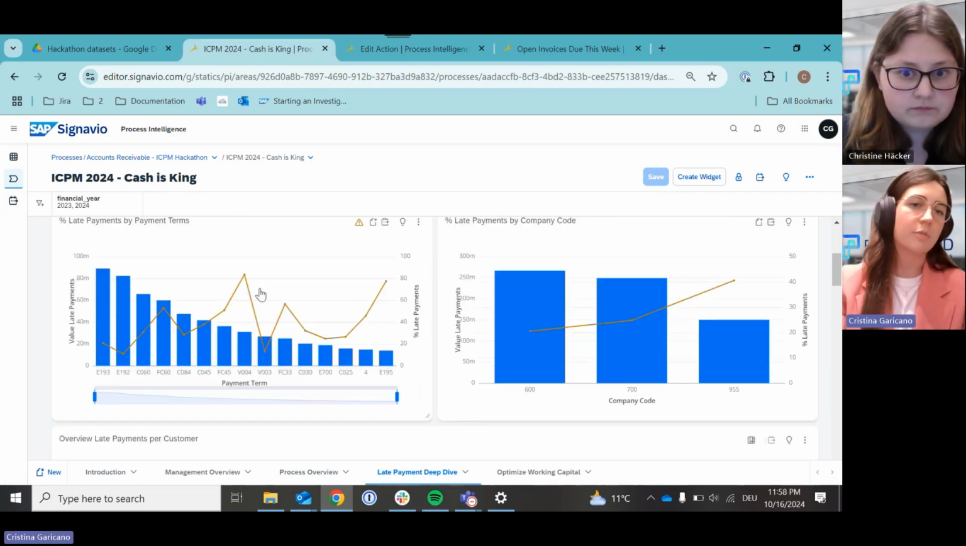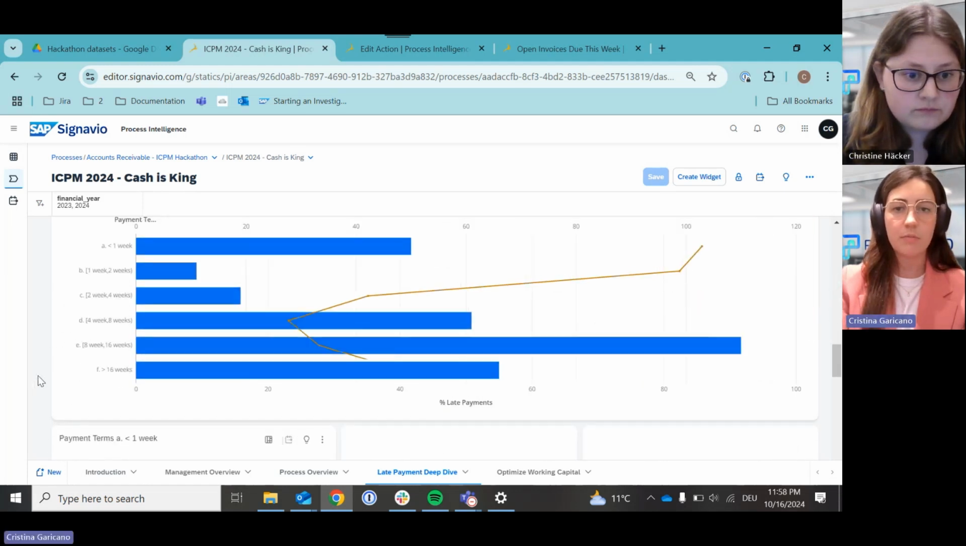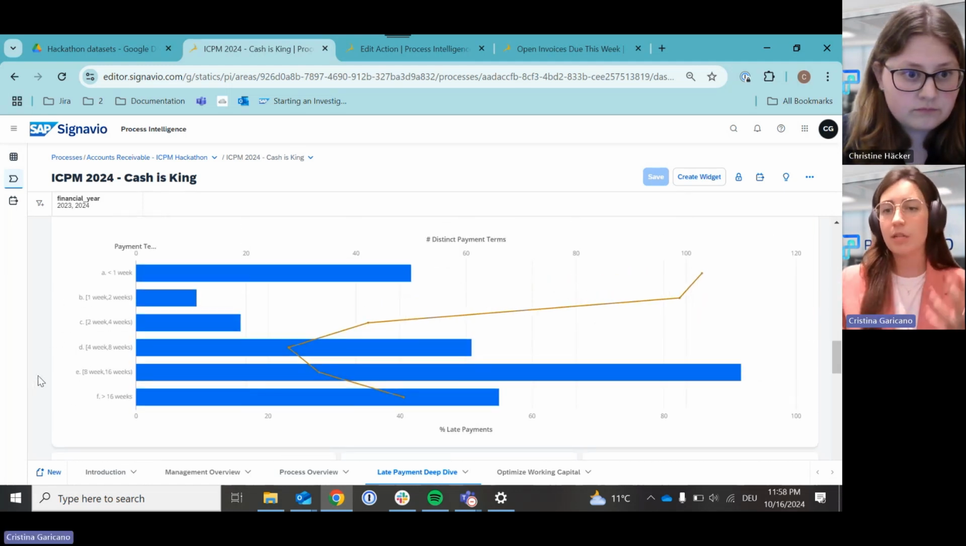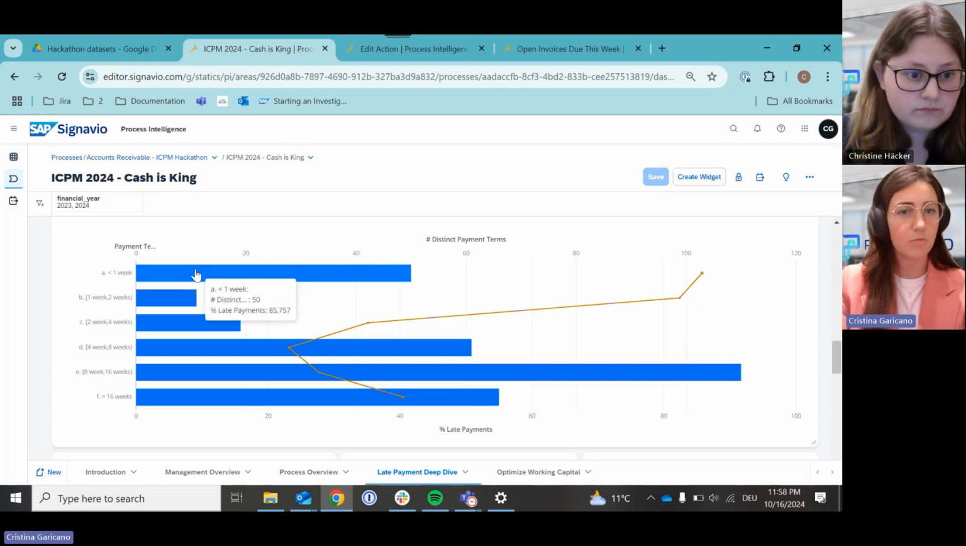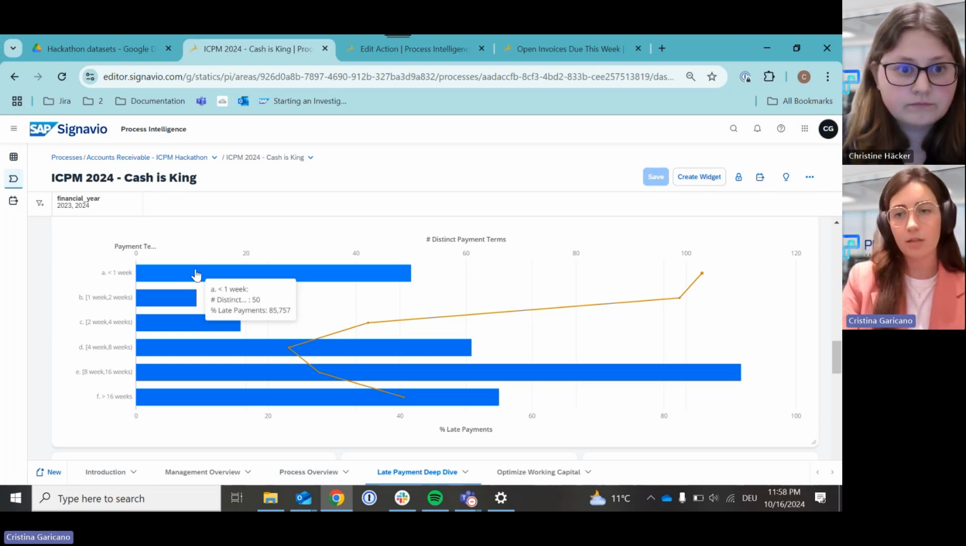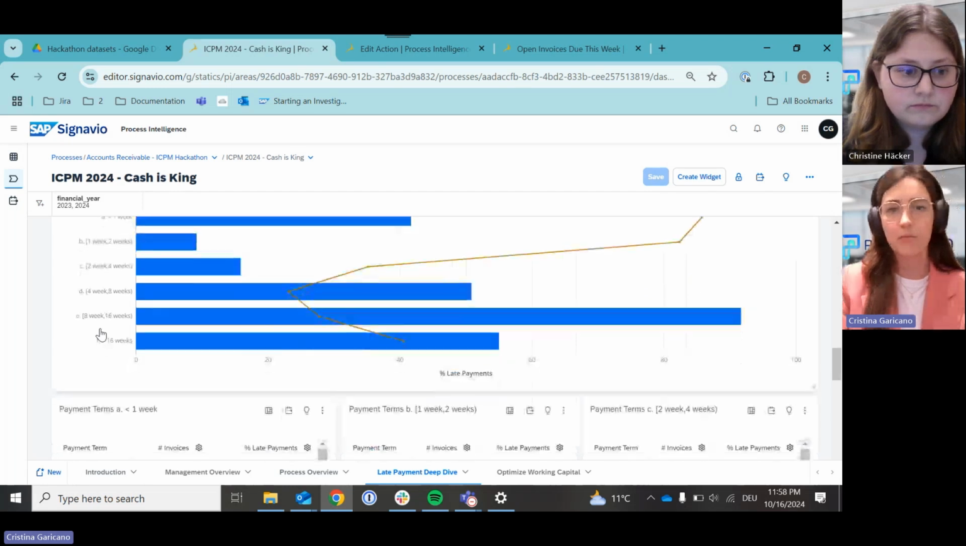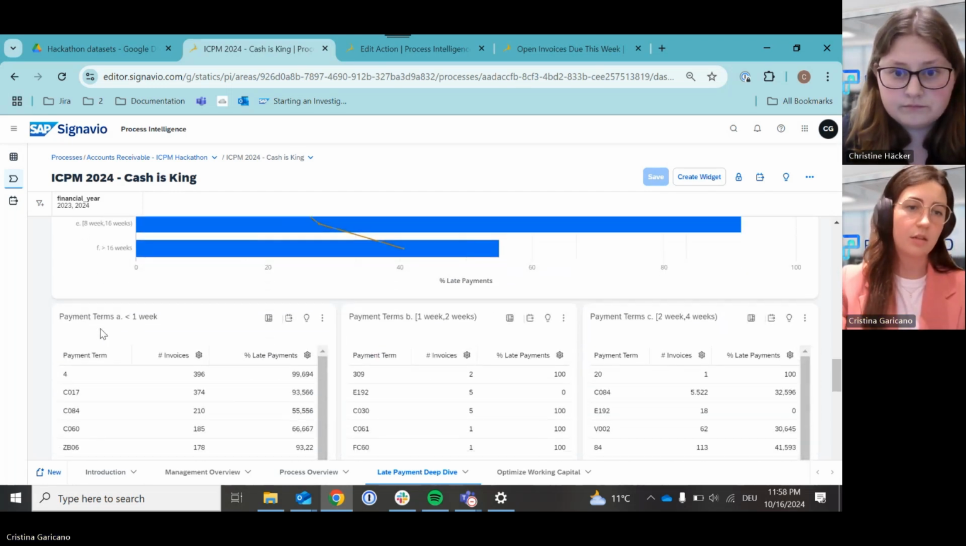So if we are especially interested in payment terms, we can group them by the payment term direction that is behind them. So let's say that you have many payment terms. For example, this group has 50 different payment terms with less than 1 week where they are always paid late. So we can think, does it really make sense to have these payment terms? Are there other options that we can give?